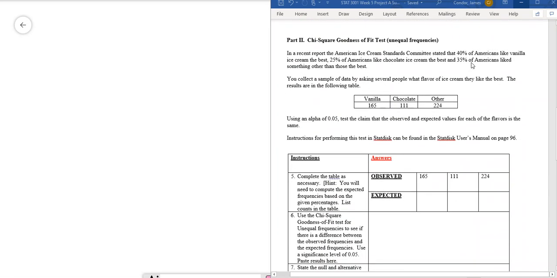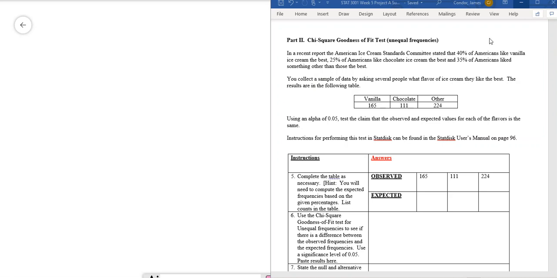Now we're saying, well, what if we don't want to say that? Well, we don't have to, because we can say whatever percentage we want. So, for example, the American Ice Cream Standards Committee stated that 40% of Americans like vanilla ice cream the best, 25% like chocolate the best, 35% like something other than those two.